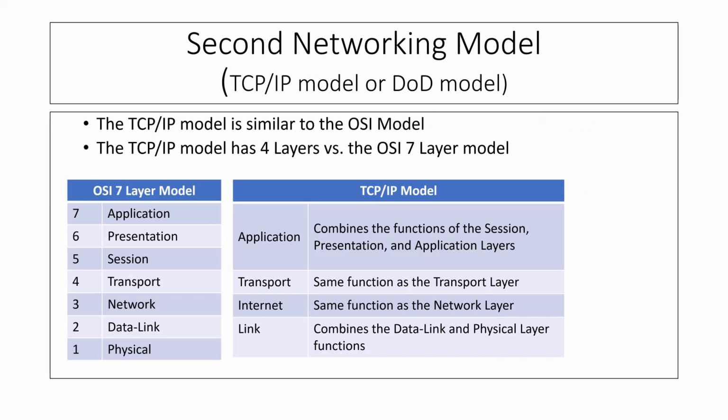Since we've discussed the seven-layer model first, that's on the left. We have the physical, data link, network, transport, session, presentation, and application layers. In the TCP/IP model, we have the link, internet, transport, and application layers. The link layer corresponds to a combination of both the data link and the physical layer. The internet layer on the TCP model corresponds to the network layer of the OSI model. The transport layers are both the same. And the application layer combines the session, presentation, and application layers.